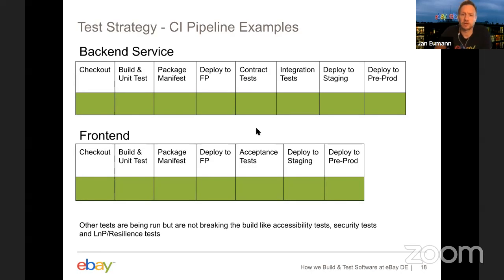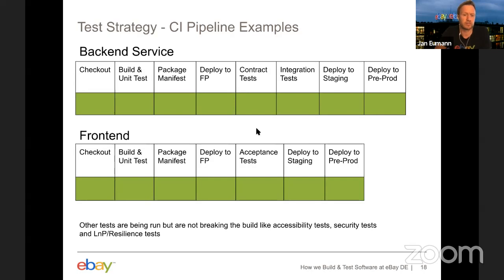So we would run some contract or integration tests against that. And then if those are okay, we deploy to the central staging environment, and also to an environment called pre-production, where we have data that is closer to the production data, so that we can actually see that features are working well with realistic data.